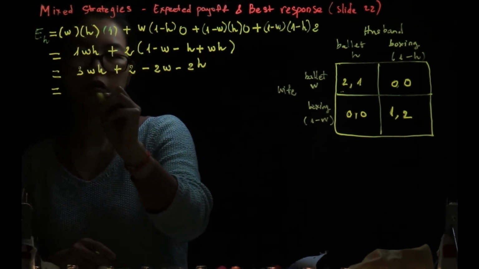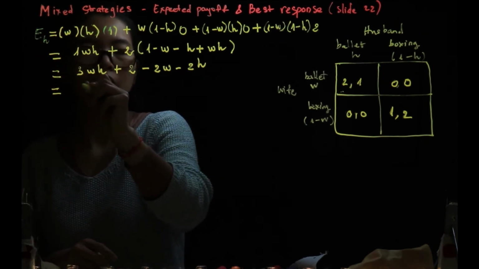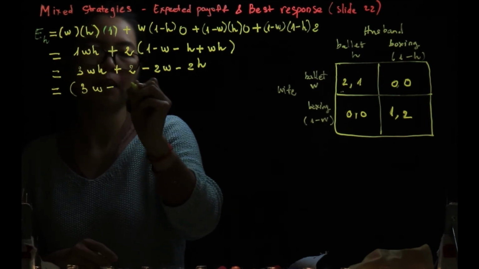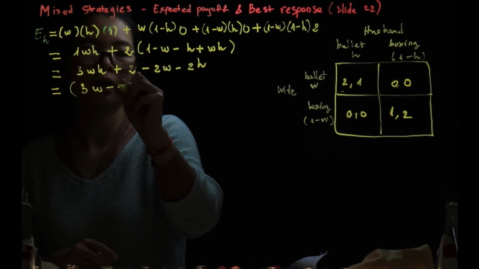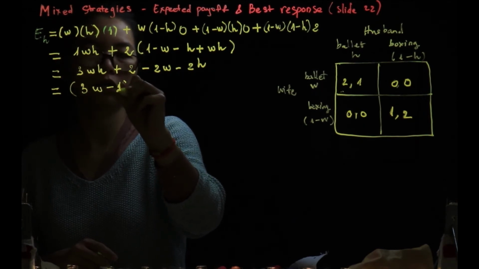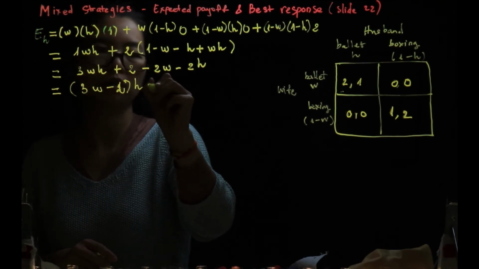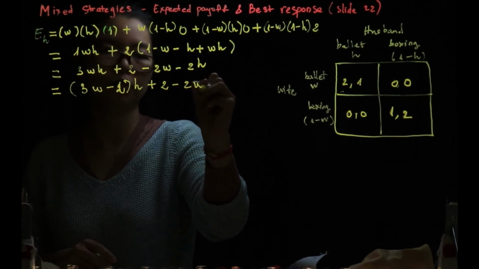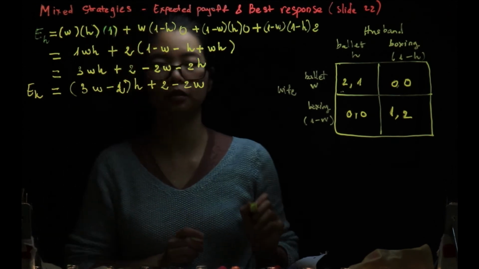As before, I factor out now the H, because we're talking about the husband. So we would have (3W minus 2) times H plus 2 minus 2W. And this is the expected payout of the husband.